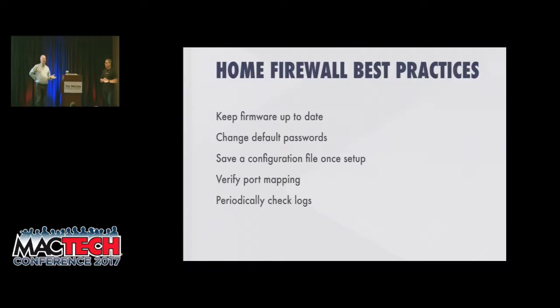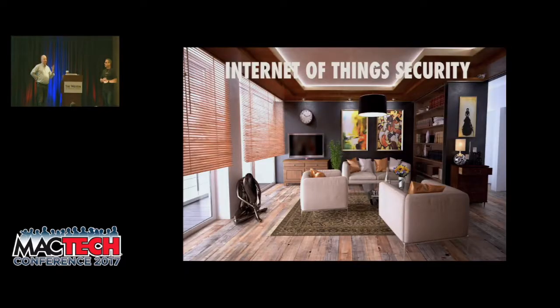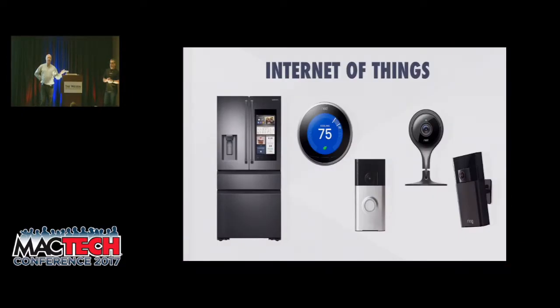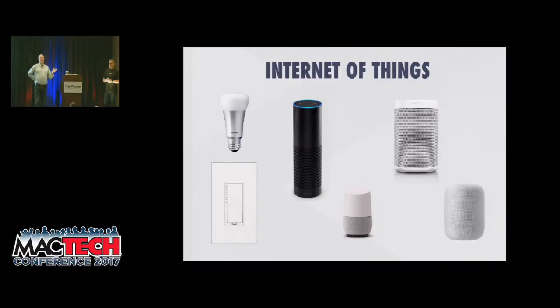We have Internet of Things security, things that we need to consider, right? Because now we have more than just computers in the house. We have smart refrigerators and thermostats and cameras and all that kind of stuff. And we have lights and speakers and Alexa that you speak to, and wow, who knows what they're listening to. We have the HomePod coming up and Sonos and Google Home.